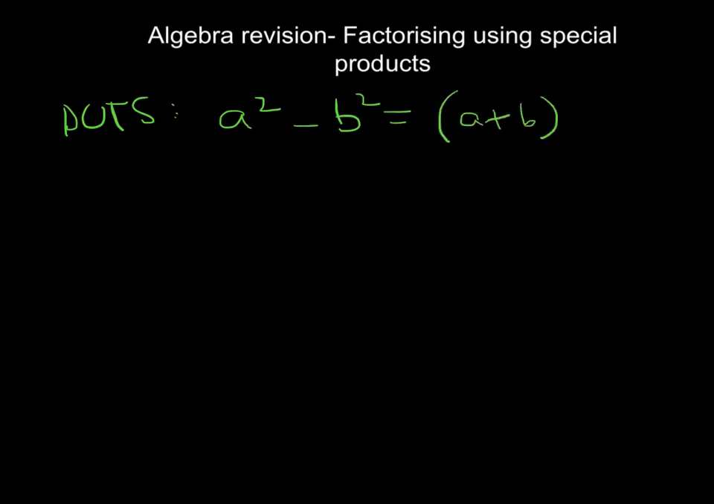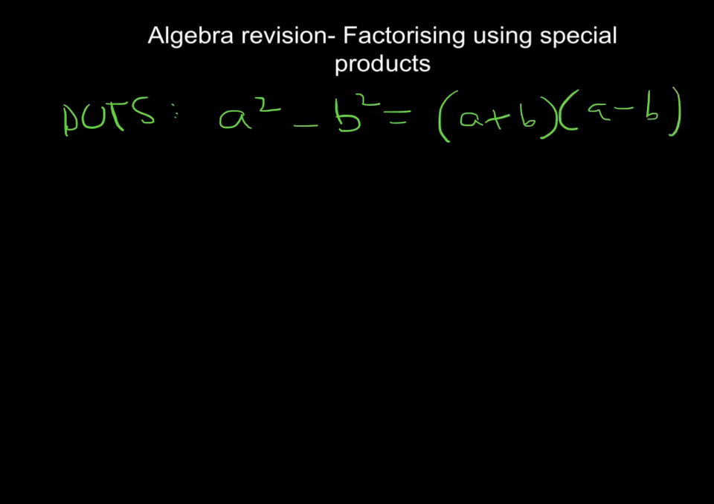Since we've already learnt the special products rules, factorising using them is pretty straightforward. You just go opposite from expanding. So just remember the difference of two squares rule: before I was looking at the two brackets and getting rid of the brackets, now I'm just putting them back in again. So I'm looking at something that is a squared minus another squared, and therefore I can factorise it and put it straight into (a plus b)(a minus b), whatever my variables are.